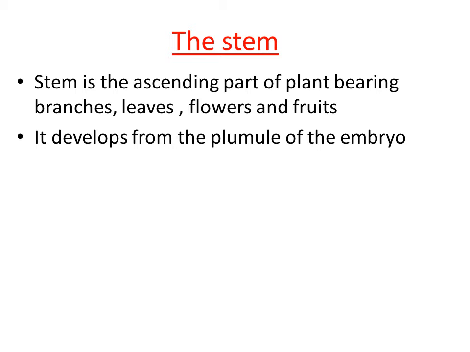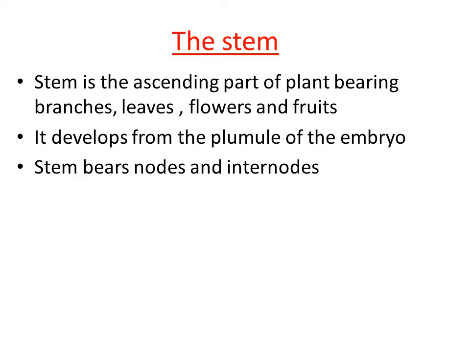It develops from the plumule of the embryo. The embryo is actually present in the seed. The embryo consists of two main regions. One is the radicle, which develops into root. The plumule of the embryo develops into shoot. That means the stem formation on the aerial part takes place by the germination of the plumule of the embryo. So the plumule of the embryo develops into a stem.